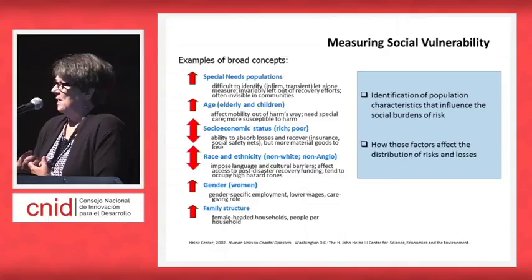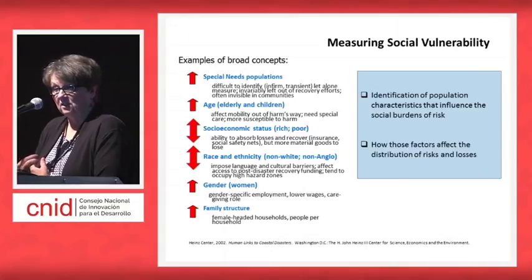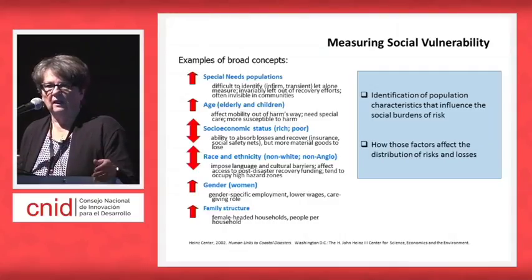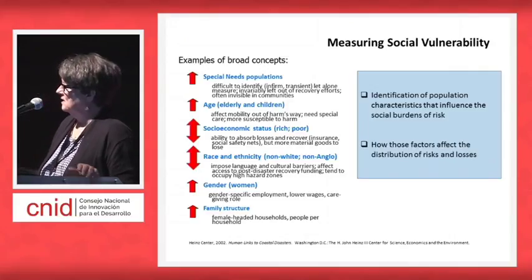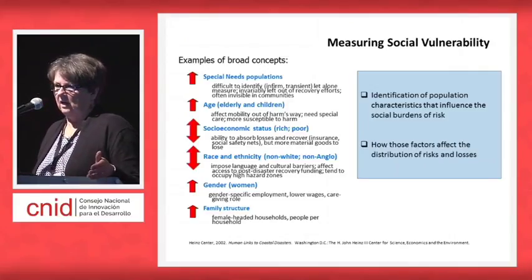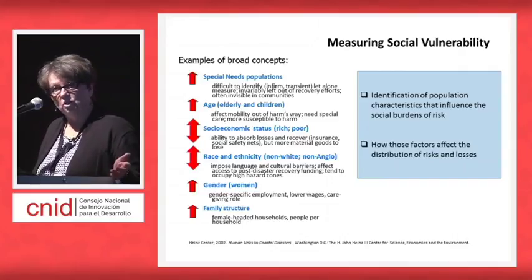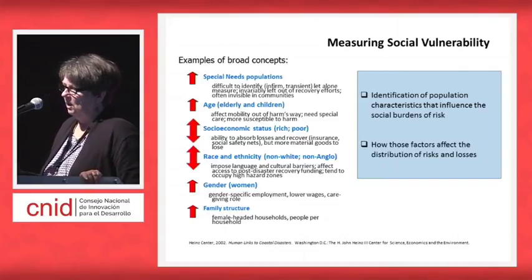We know from about 60 years of social science research in areas that have experienced disasters that special needs populations are one of the most vulnerable subgroups in our communities, in our cities. We know that age makes a difference in terms of the ability to prepare for and respond to disasters. And it's the extremes of the age category. That is, it's the very, very young children and the very, very old.